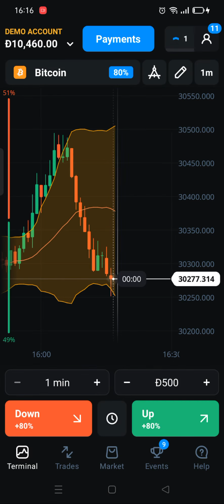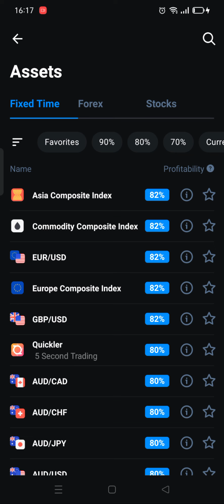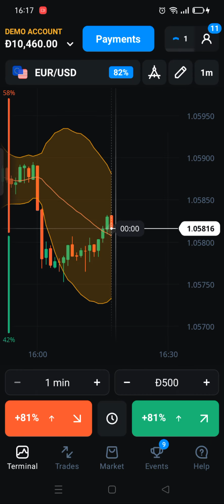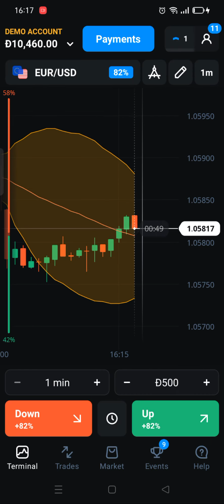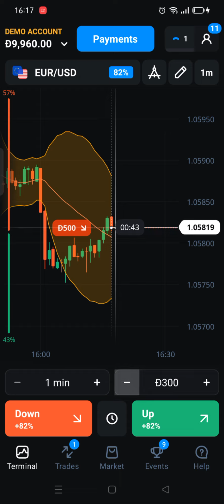We have $10,460. So here we go, first a $500 buy, but that's Bitcoin, so we choose USD instead. First we analyze the chart, then second we trade. Here we go. I thought of a $500 sell, but $500 is a very big amount, so we choose $250.